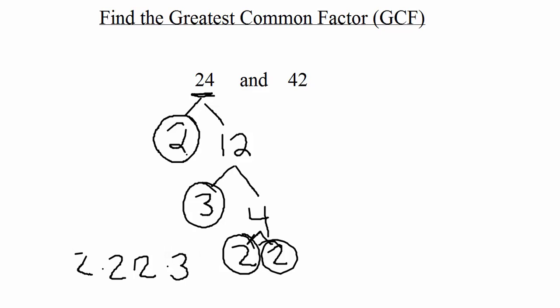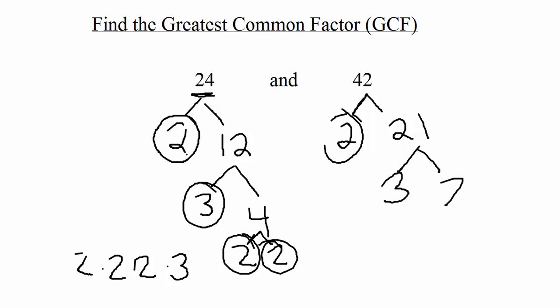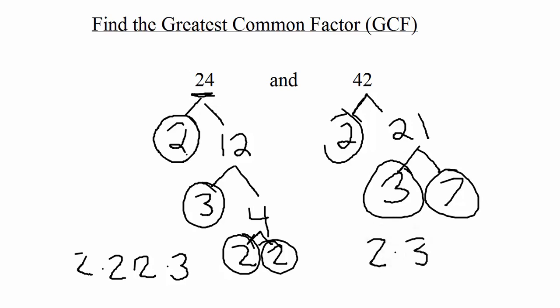Now we need to do the same thing for 42. The first thing that pops into my head when I think of 42 is a 2 and a 21. 2 is a prime number, so I can circle that. 21 is not. I can break 21 up to 3 times 7. And those are both prime numbers. So here my prime factorization is 2 times 3 times 7.